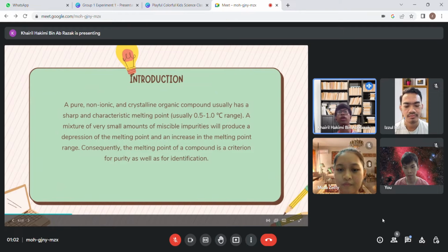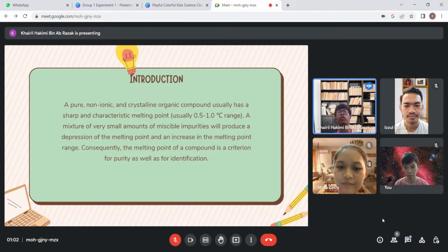A pure, non-ionic, and crystalline organic compound usually has a sharp and characteristic melting point, usually a 0.5 to 1 degree Celsius range. A mixture with very small amounts of miscible impurities will produce a depression of the melting point and an increase in the melting point range. Consequently, the melting point of a compound is a criterion for purity as well as for identification.